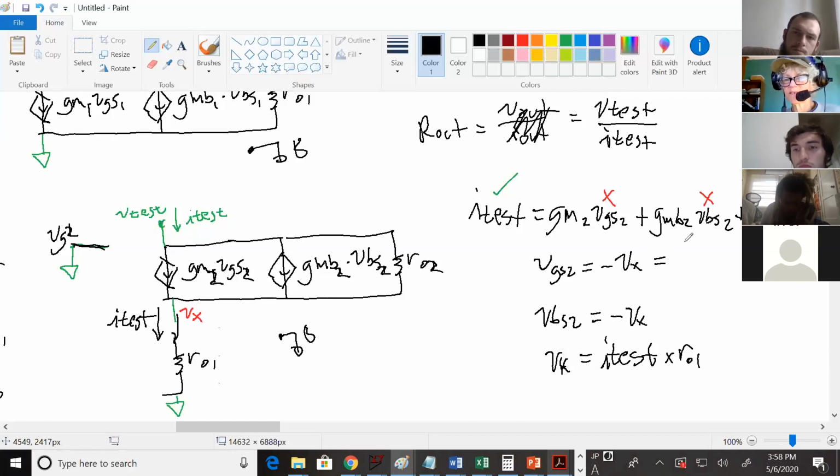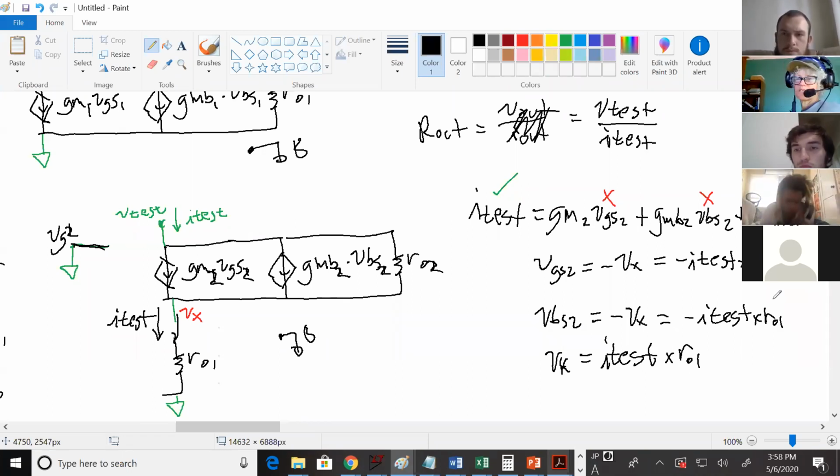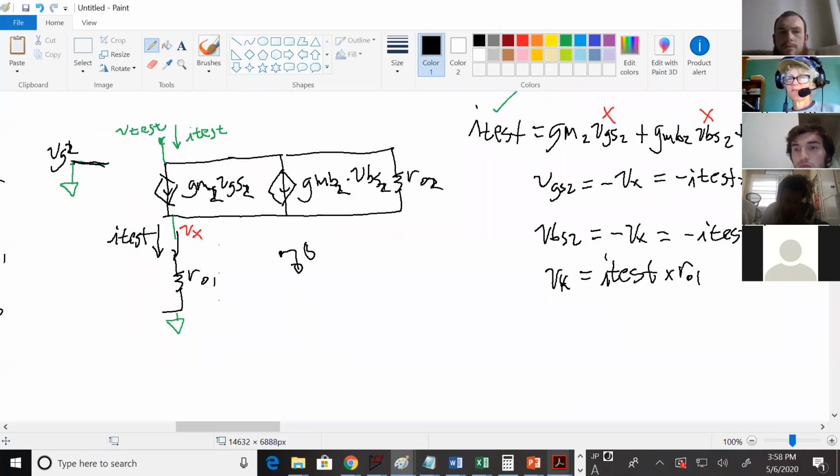Oh, 58, I'm not going to make it by time. I'm sorry. Minus I test times R01. And this one's also minus I test times R01. And now we can replace all 3 of these unwanted voltages with voltages and currents that only include I test and V test. So let's do that. I'm going to go over, but the video will have it.